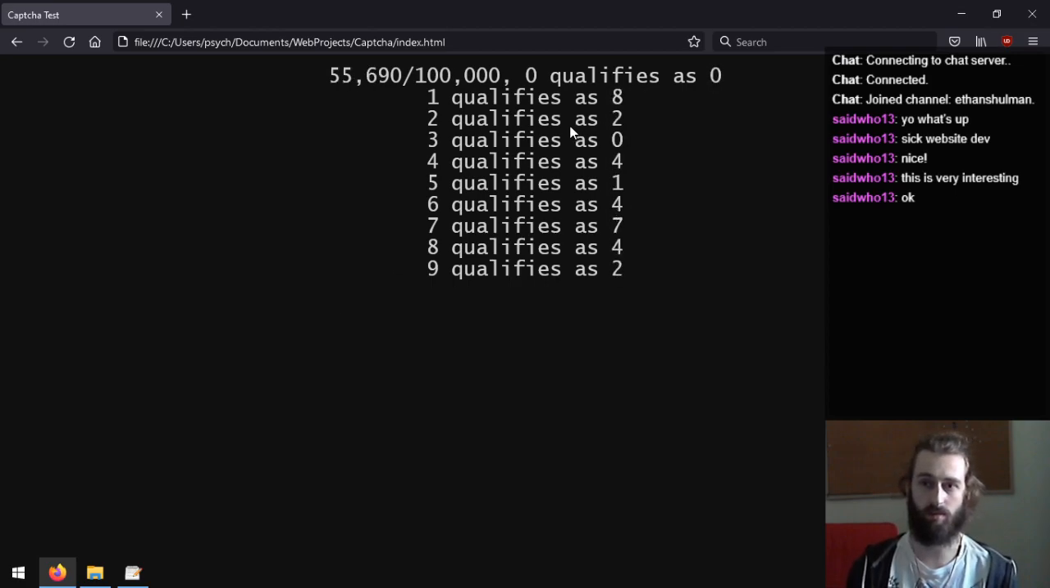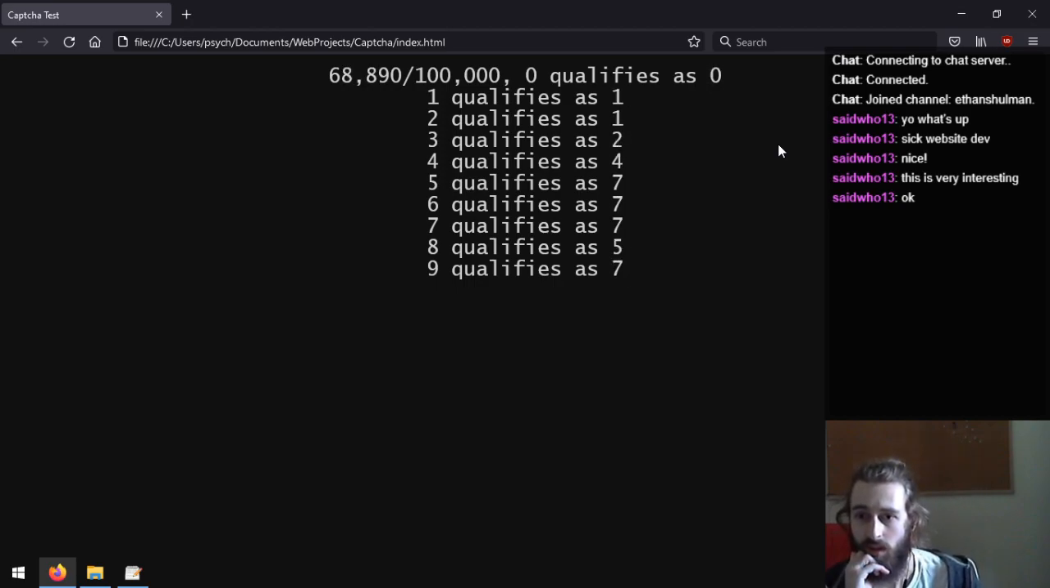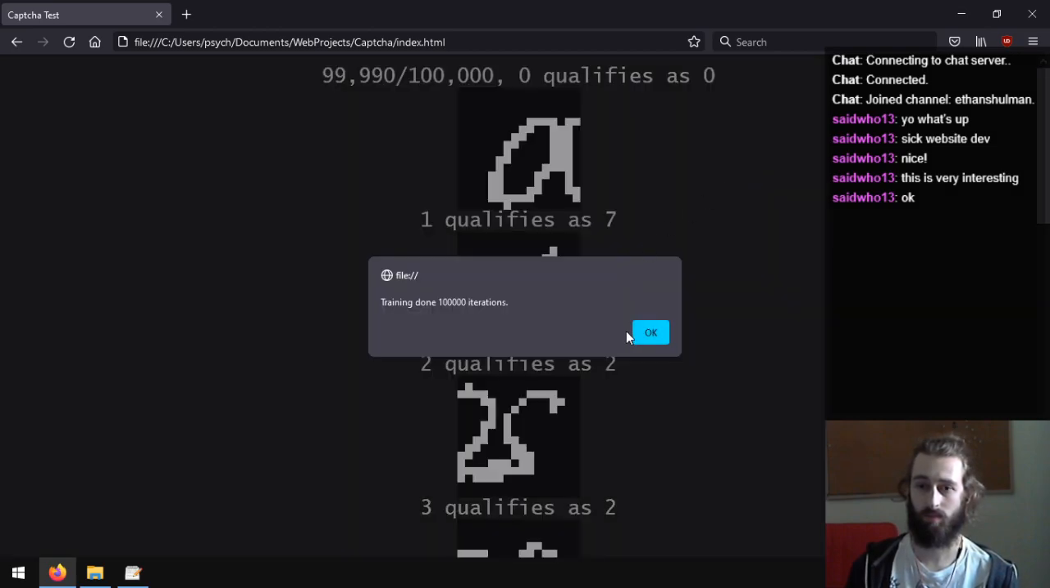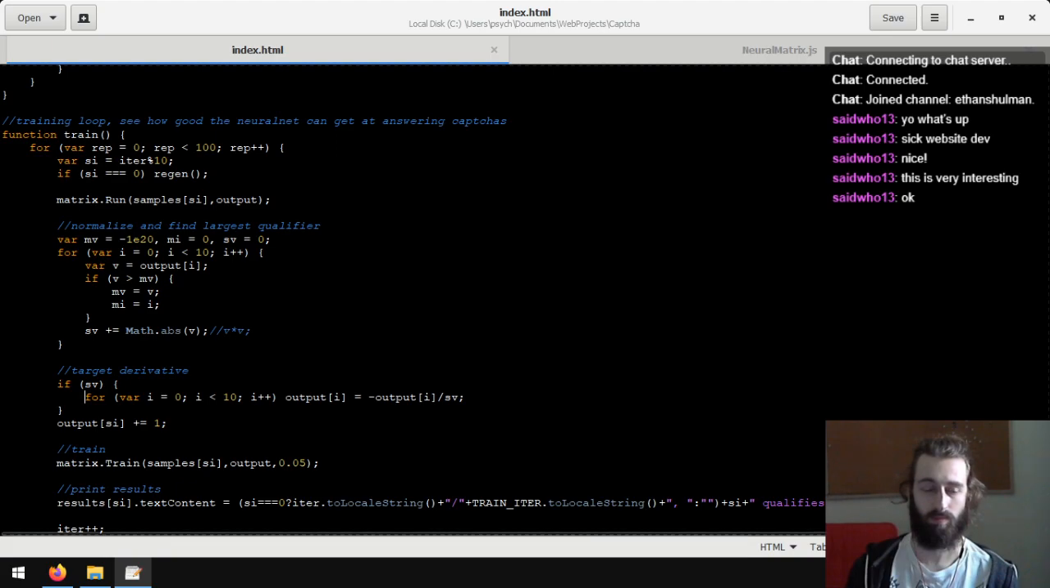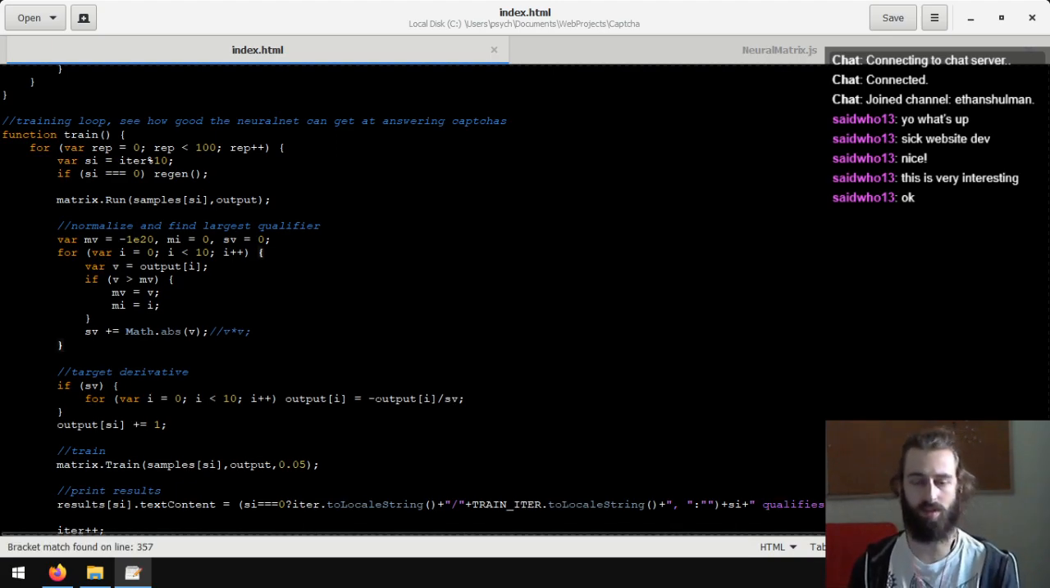Oh, that actually seems to be kind of working better. It's training to 1 there, and 2 is sort of honing in. Interesting. So what is this specifically doing here when we're normalizing?